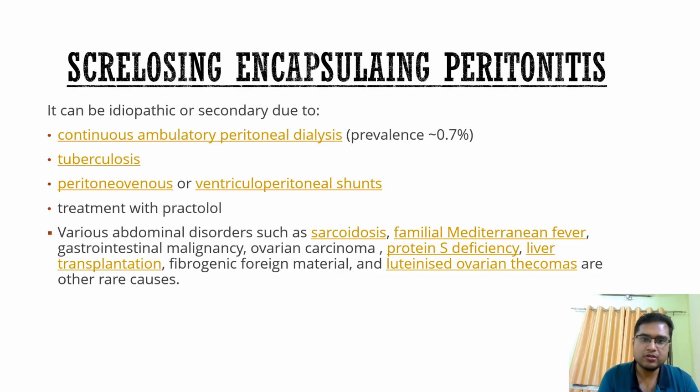So it's a typical case of sclerosing encapsulating peritonitis. Sclerosing encapsulating peritonitis, also called abdominal cocoon, is not only caused by TB, though in India it's mostly because of TB, but it can also be caused by multiple other etiologies. It can be idiopathic, or it can be secondary to peritoneal dialysis, ventriculoperitoneal shunts, sarcoidosis, familial Mediterranean fever, proteinase deficiency, and liver transplantation. So you have to keep these things also in mind.